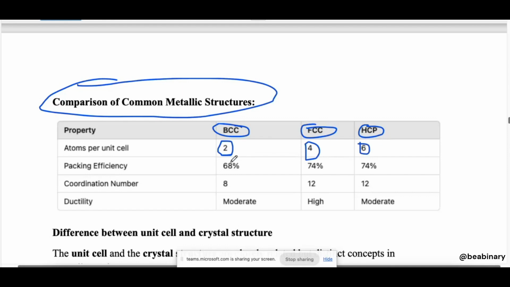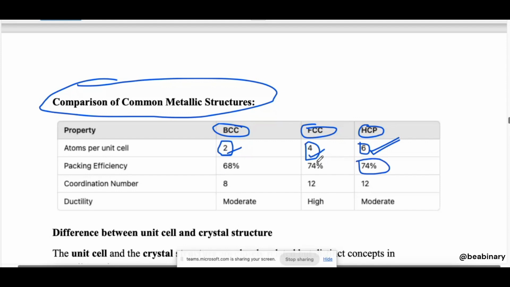Okay, I have already mentioned how they come and how they contribute a total of 2 in BCC, and how the 4 comes out, and I have just left this one. So just remember that it has a total of 6 atoms present, though they have not changed their packing efficiency. Okay, as you can see, because why?